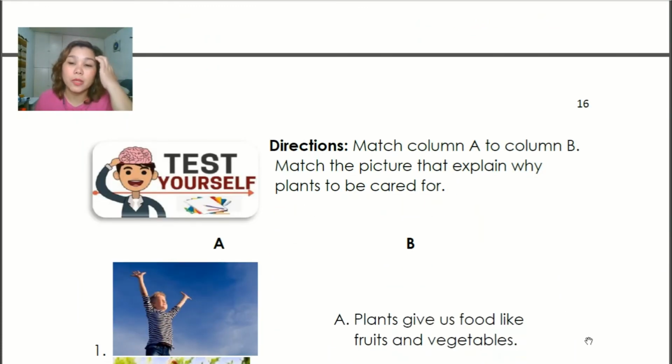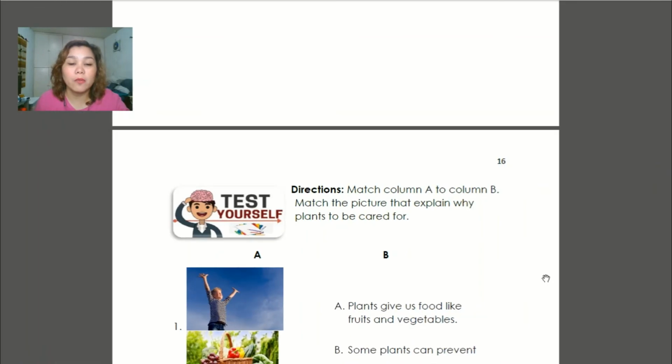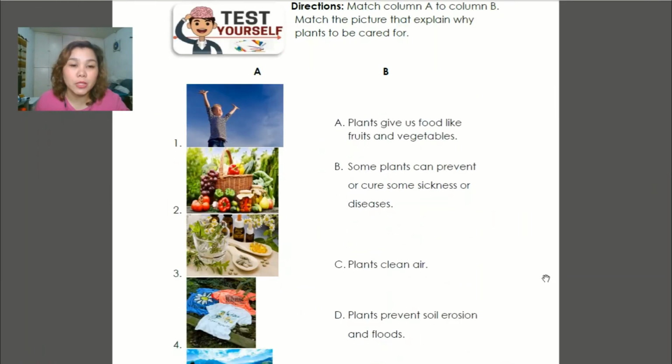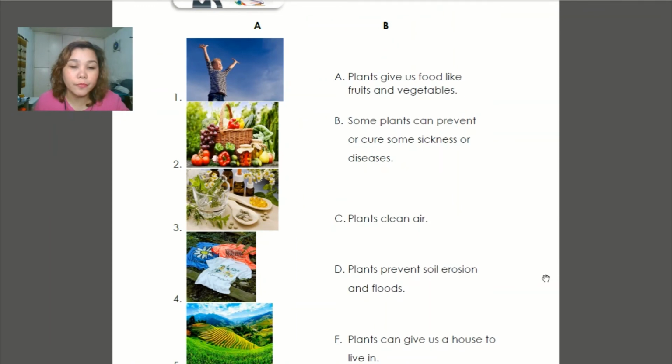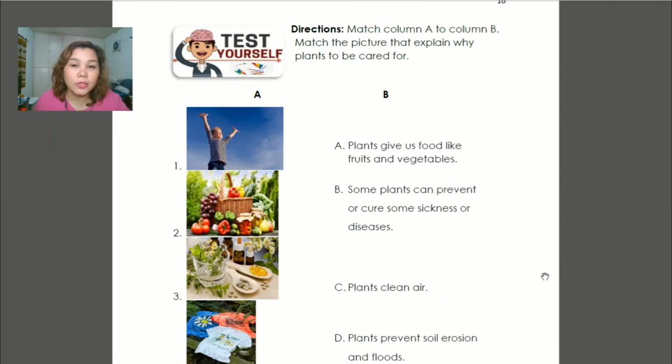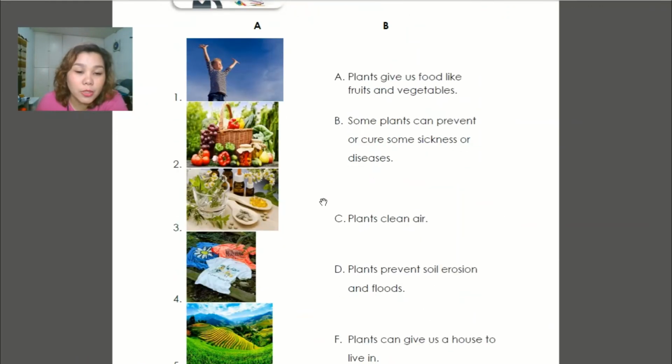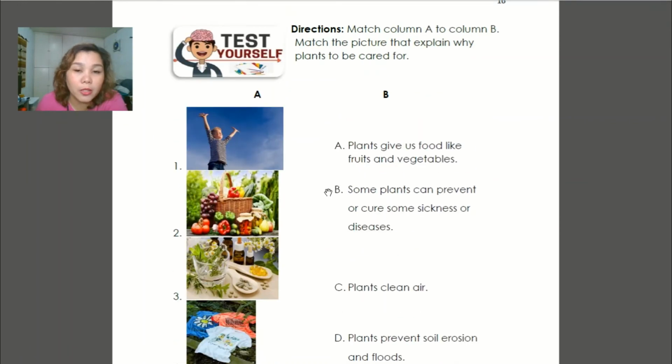Directions: match column A to column B. Match the picture that explains why plants should be cared for. On column A, we have 5 pictures, so everything is clear. You just match by drawing lines from column A to column B. So you choose which one you are going to match with. A, plants give us food like fruits and vegetables.